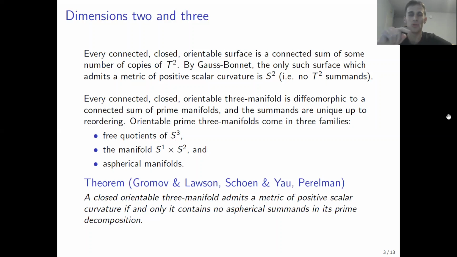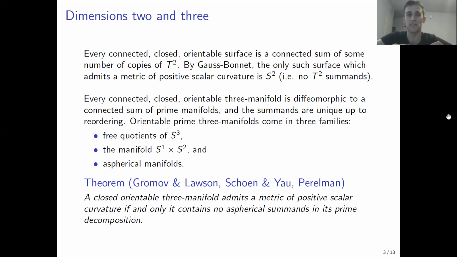So obviously S1 cross S2 has a metric of positive scalar curvature by the construction mentioned earlier, but it's less clear that quotients of S3 have positive scalar curvature. One of the many implications of Perelman's proof of Thurston's geometrization conjecture is that every free quotient of S3 is actually a quotient by isometries of the round metric. So all these free quotients of S3 admit a positive scalar curvature metric.